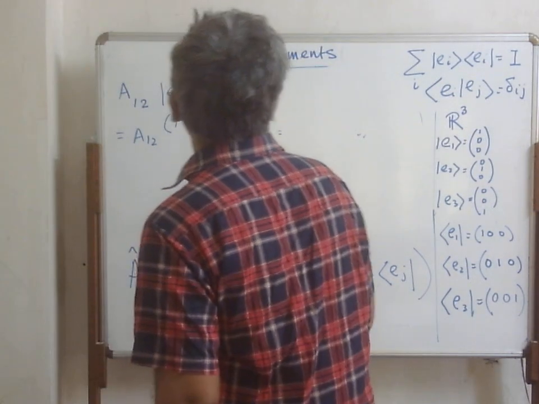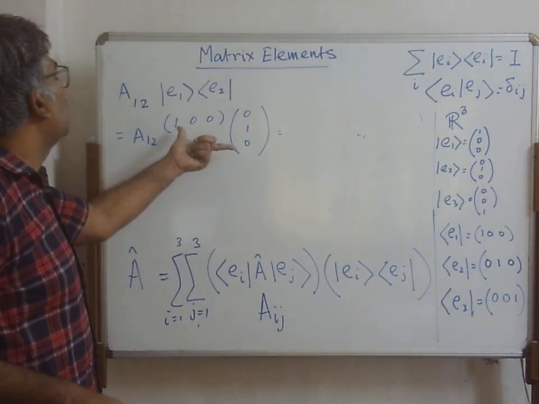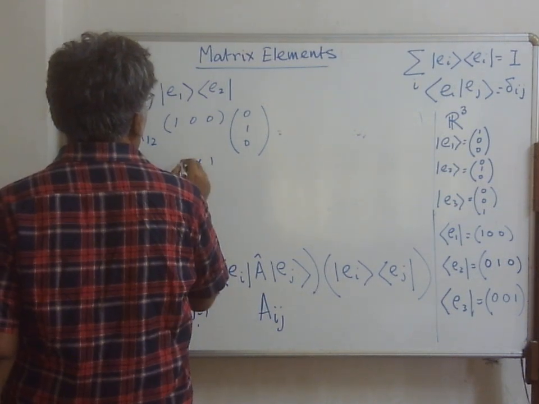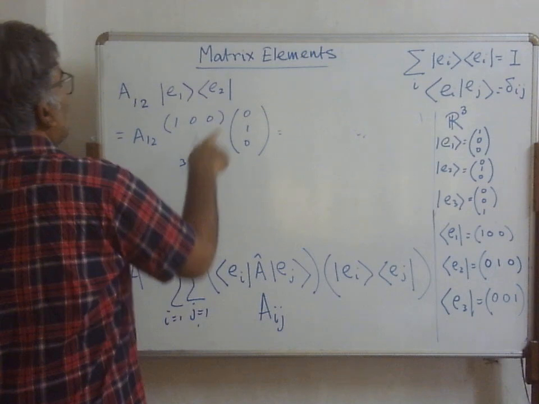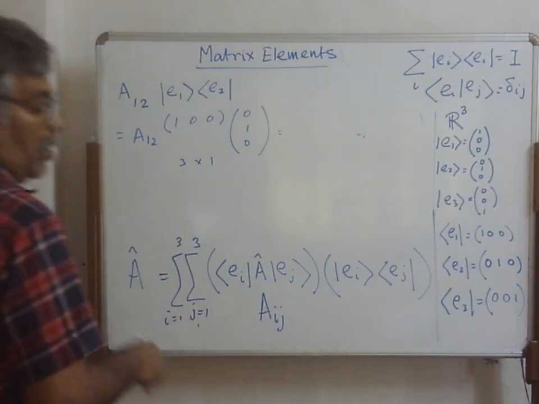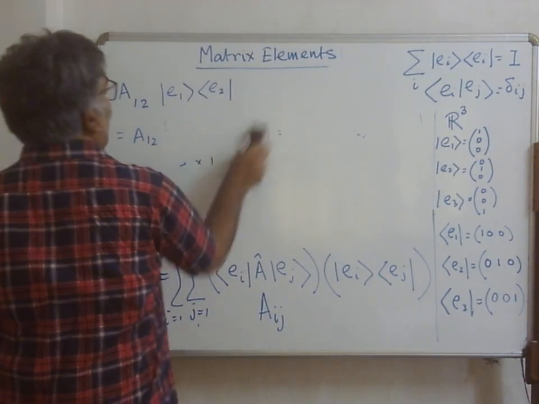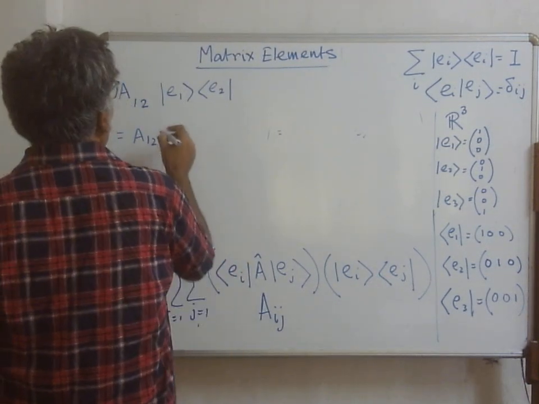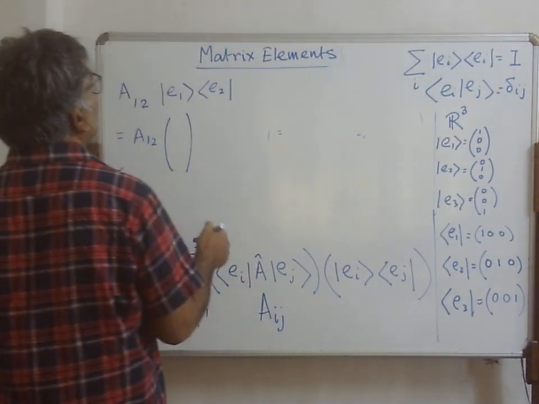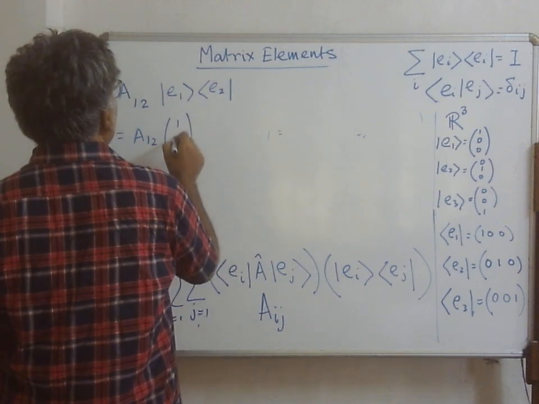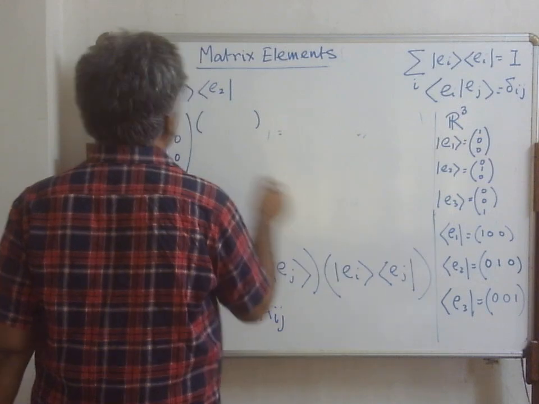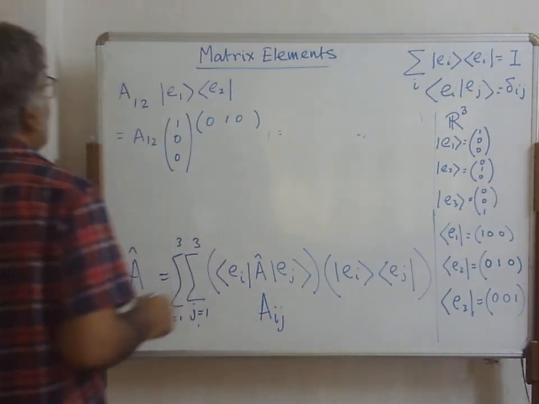So what do I get by multiplying this? This is n cross 1, or rather 3 cross 1, right? Sorry, I should have written it the other way. E1 ket means 100, and this is the E2 bra, so that is 010. Okay, fine.